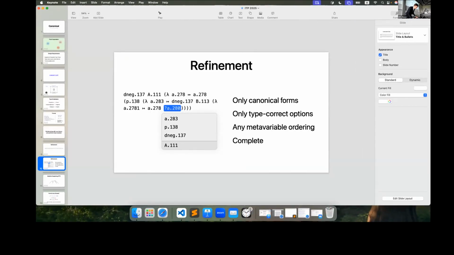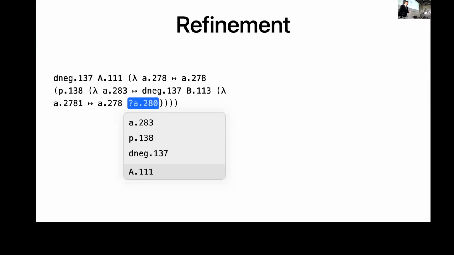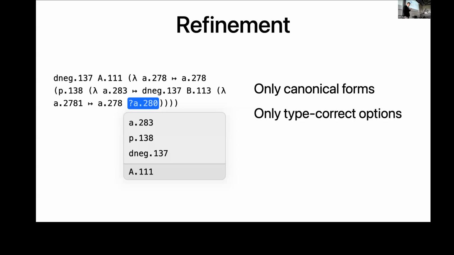But I'm going to return to the presentation here. So the important thing to understand about our implementation of refinement is that we're only searching over canonical forms. So we're not searching over a bunch of redundant things that are the same term. We're only looking at options that are type correct with some notion of type correctness on a partial term.